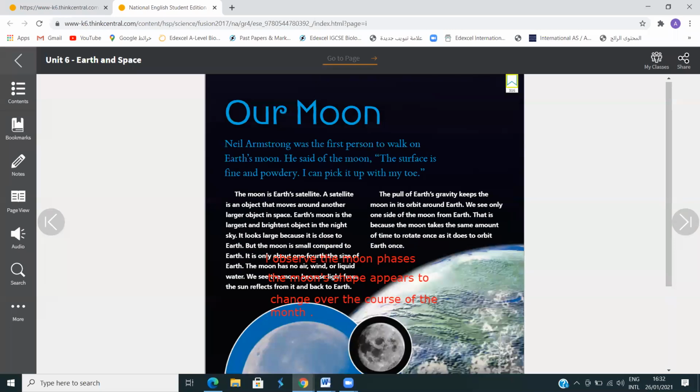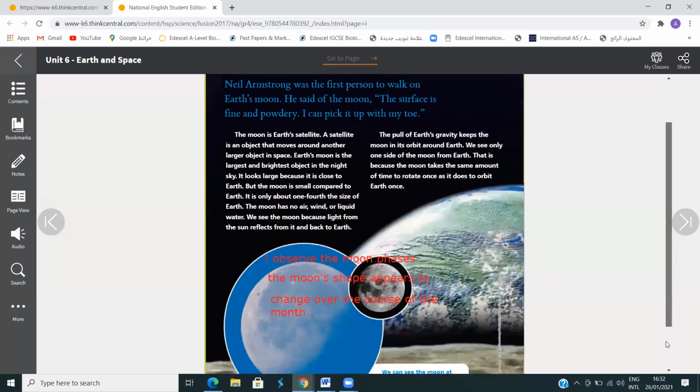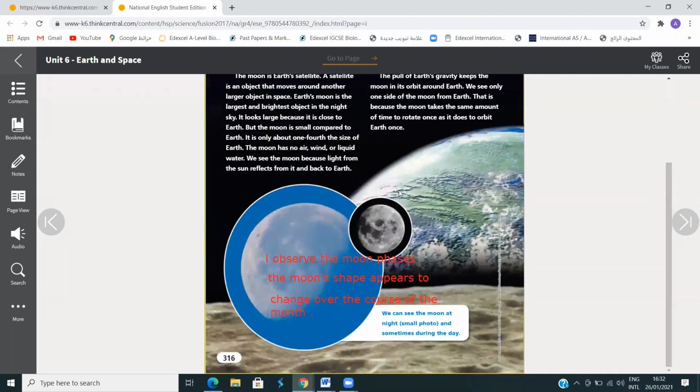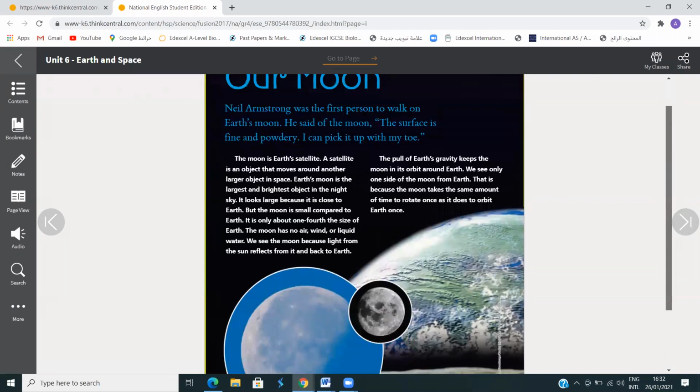Do you see this image here, my students? That's Neil Armstrong, who wanted to land on the moon. So here is the moon. Neil Armstrong was the first person to walk on the moon's surface. The question asks: who was the first person to go to the moon? You see Neil Armstrong, okay?